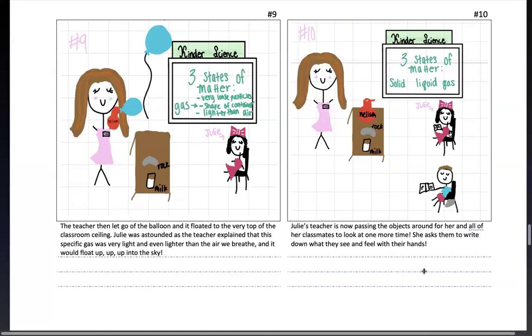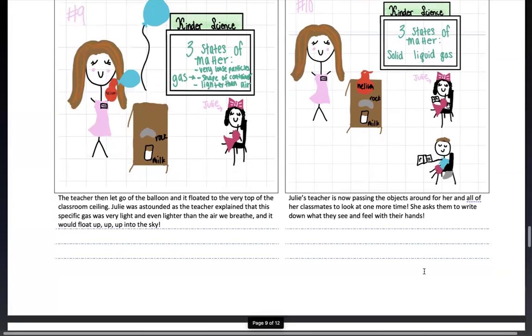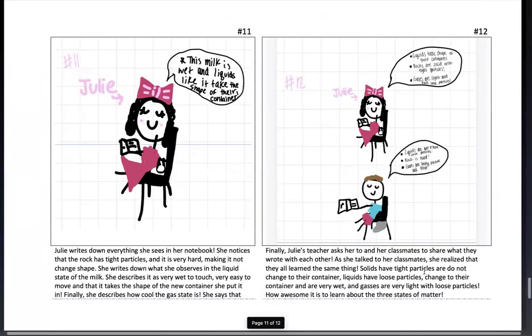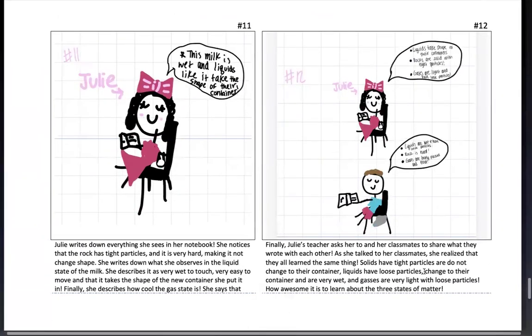Julie's teacher is now passing the objects around for her and all of her classmates to look at one more time. She asks them to write down what they see and feel with their hands. Julie writes down everything she sees in her notebook. She notices that the rock has tight particles, and it is very hard, making it not change shape.